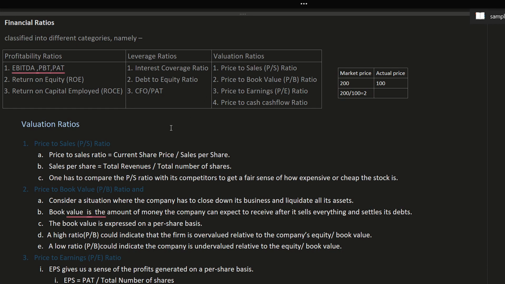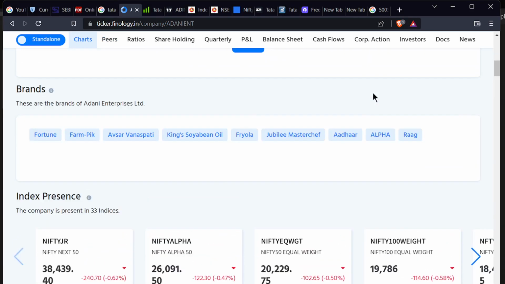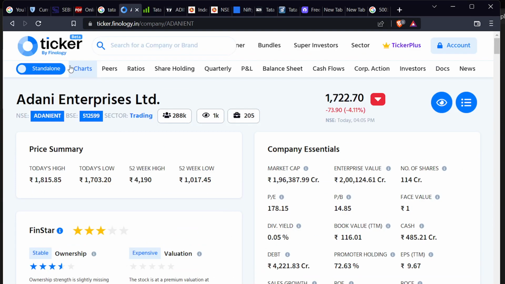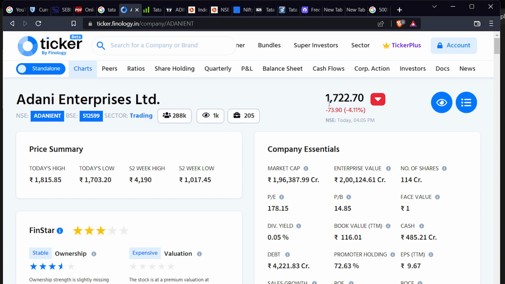So here valuation means we are going to analyze whether the current market price is overvalued or undervalued. So here you can see Adani Enterprises Limited is there. The current market price is 1722. So is it a good time to buy this share or not? Is this the correct value of Adani Enterprises or not? So how will we decide this?